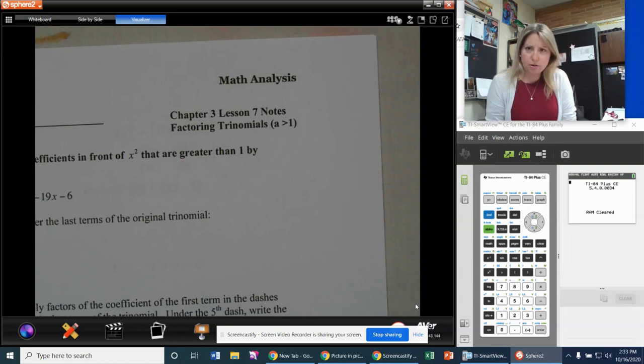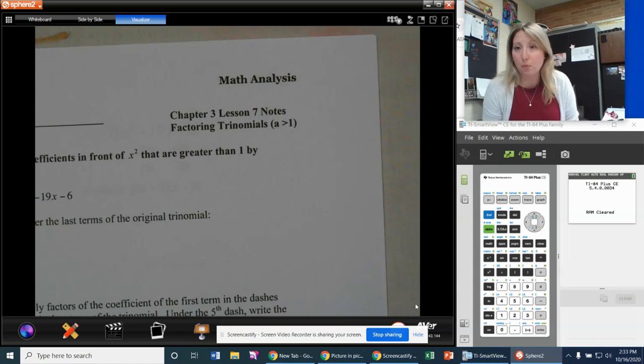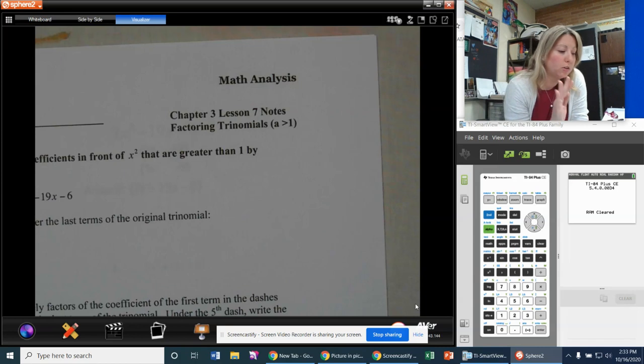We're going to factor trinomials that have an a value greater than 1. So that means the number in front of the x squared is bigger than 1 now. Now, if you had me for algebra 1, I taught you the same method that I'm about to teach because it's an organized way to guess and check.